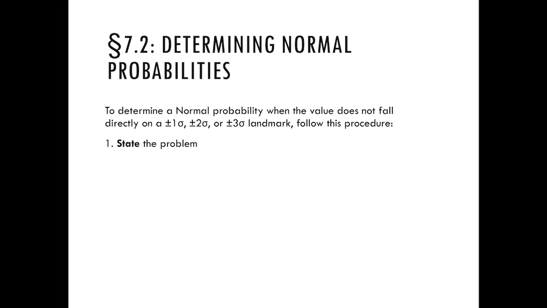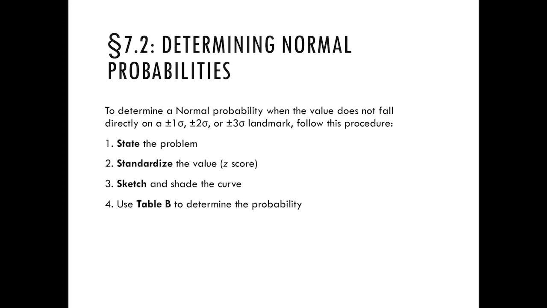Well, there's 4 steps that we mostly follow. First, we state the problem. Second, we standardize the value into a z-score. Third, we sketch and shade the curve. And fourth, we use table B to determine the probability. We're going to go through each one of these steps. Step 3 is one that I will show you. Some people will really use it and benefit from it. Other people, if you don't need to write it, you don't have to.